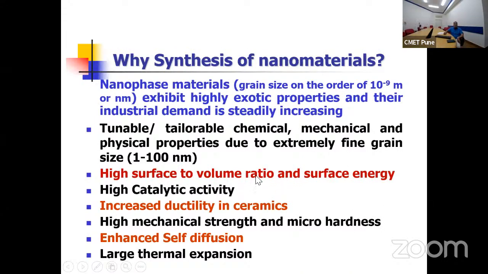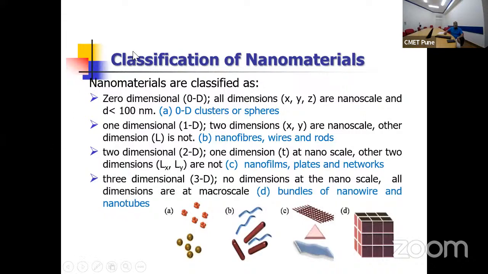Because of the high surface to volume ratio, surfaces having high catalytic activity can be used. Increased ductility in ceramics, high mechanical strength and microhardness, enhanced diffusivity, and large thermal expansion. Because of these good properties, these nanomaterials are classified in different dimensions, from 0 dimensions.